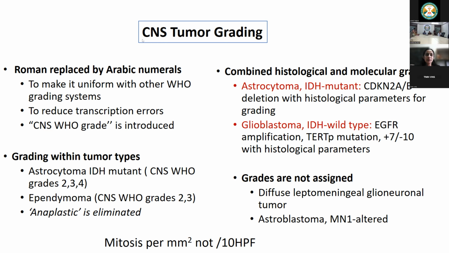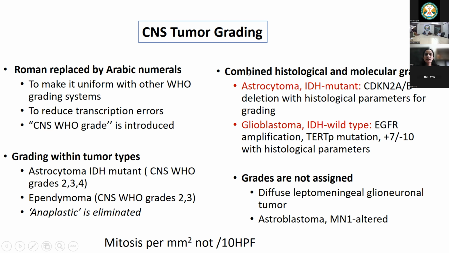The other change that has happened is that we have grading within tumor types. For example, there is only one tumor type of astrocytoma IDH mutant. Within that, we have 3 grades: grade 2, grade 3, and grade 4. Similarly, we have only one tumor type of ependymoma, within which we have grades 2 and 3. Previously, we used to call any grade 3 astrocytoma anaplastic astrocytoma and grade 3 ependymoma anaplastic ependymoma. That particular terminology of anaplastic is completely eliminated now. So it's all within a single tumor type that we have different grades.